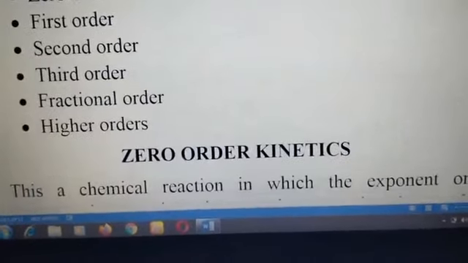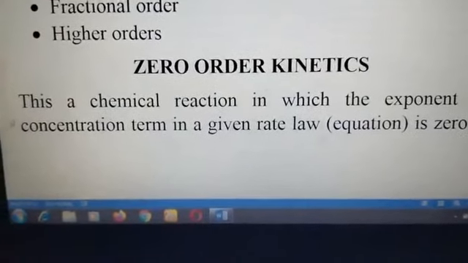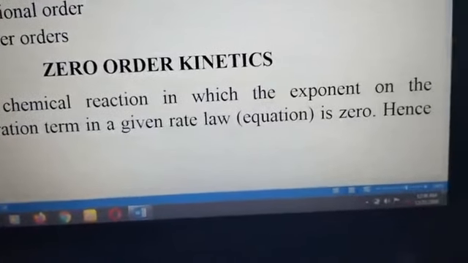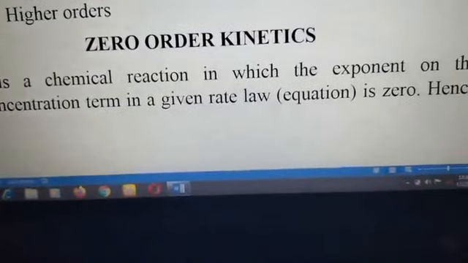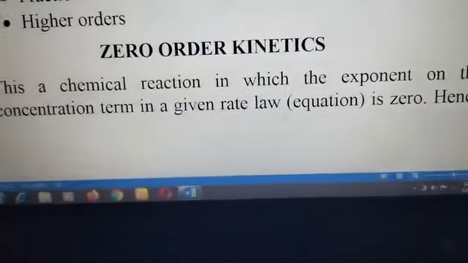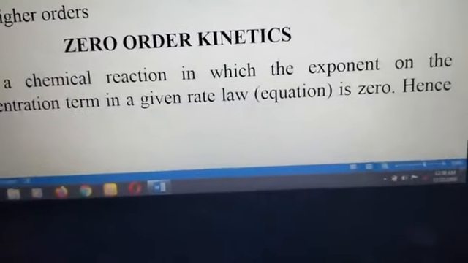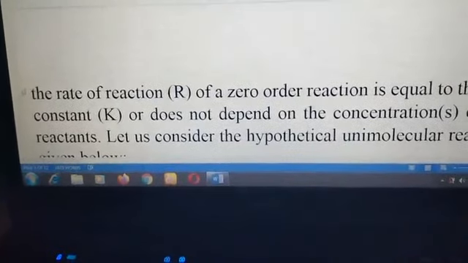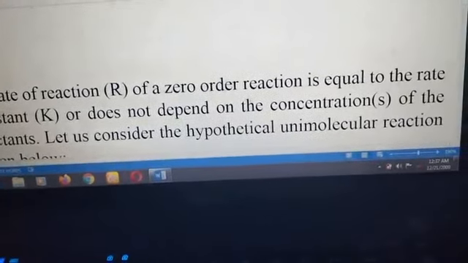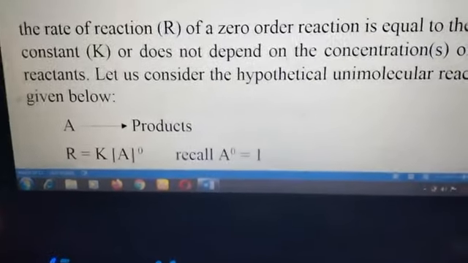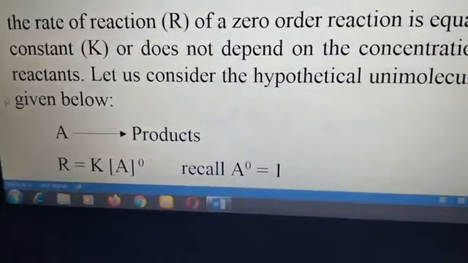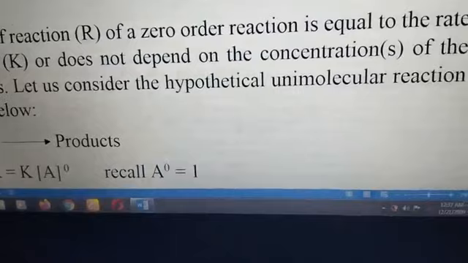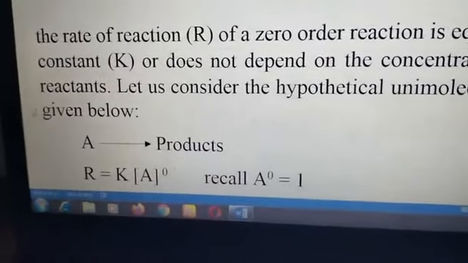Let's start with zero order reactions or kinetics. This is a chemical reaction in which the exponent on the concentration term in a given rate law or rate equation is 0. That means when the concentration term is raised to power 0, we have a zero order reaction. Hence, the rate of reaction of a zero order reaction is equal to the rate constant. So in a zero order reaction, the rate of reaction and the rate constant are equal, and the rate of reaction does not depend on the concentration of the reactants.